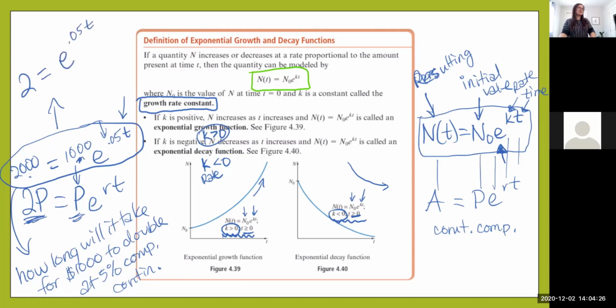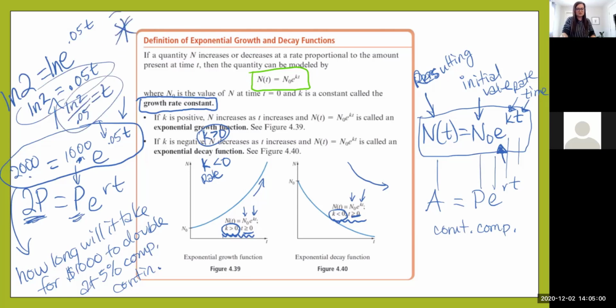And now, because you're trying to figure out what t is, you would take ln of both sides. And ln, because you have an e and the base e, is going to cancel that out nicely. So then I could solve that and say the time is going to be ln 2 divided by 0.05. So this is a nice general structure to refer to. So we'll see a few examples here.